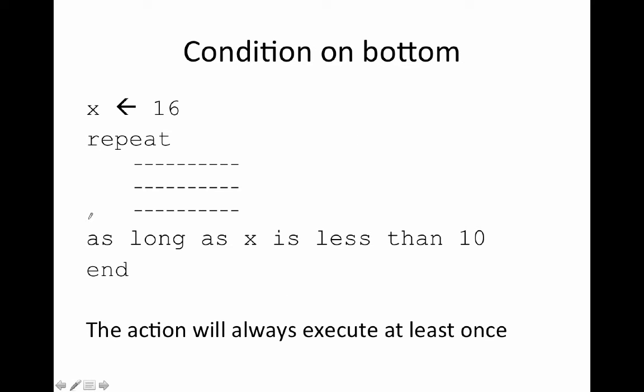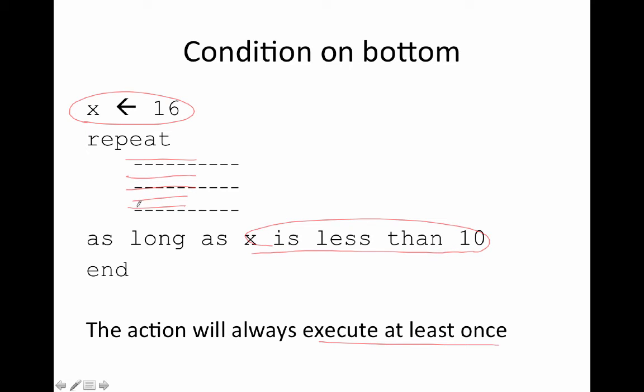On the other hand, if the condition is on the bottom, then you're always going to execute the action at least once. So if we start by saying x is 16, we're going to execute these statements, whatever they are, as long as x is less than 10. Well, whoops, x is not less than 10, assuming that we didn't change it in the action. So that's going to get us out of the loop. But still, we executed these statements once. So when the condition is on the bottom, you're going to execute the statements once before you even evaluate the condition. So the action is always going to be executed at least once, regardless of what you do with x in the action.